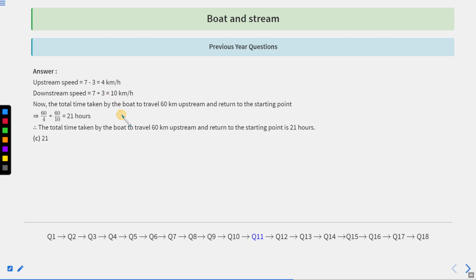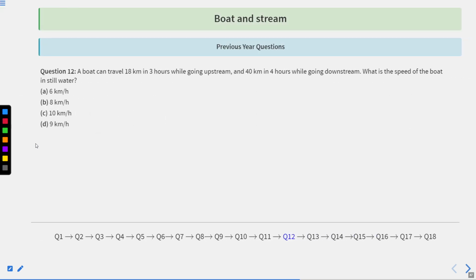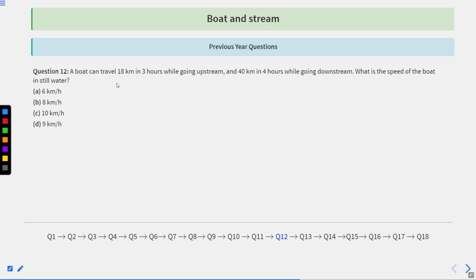Now, for the total time taken by the boat to travel 60 km upstream and return to the starting point, we have 60 upon 4 plus 60 upon 10 equals 21 hours. Therefore, the total time taken by the boat to travel 60 km upstream and return to the starting point is 21 hours. So the correct option here is option C. Now, let us move ahead with problem number 12.